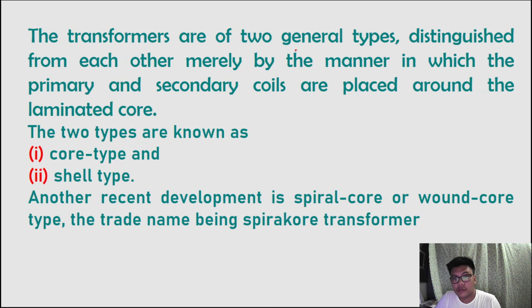The transformers are of two general types, distinguished from each other merely by the manner in which the primary and secondary coils are placed around the laminated core. So pwede tayong step up or step down transformer. The two types are known as core type and shell type. So yung sinabi kong pwede tayong step up or step down transformer, depende sa purpose o sa application. Pero ito sa core construction, ito yung two types niya, so core type and shell type. So merong mga bago, spiral core, wound core type, the trade name being Spiracore transformer. So madalang naman yan, pero meron.